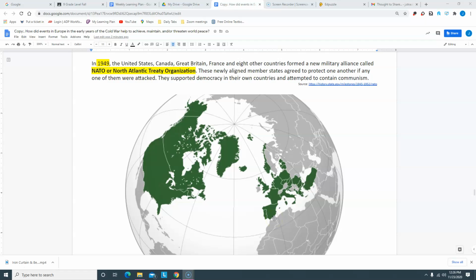Now, this is a true alliance. No country took control of another country. So, for example, the United States, just because it was a fellow member of Canada, did not control Canada. All right, and that's important to know.